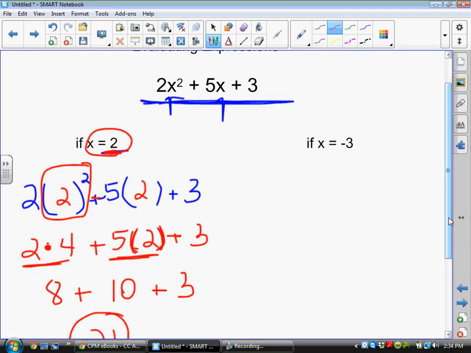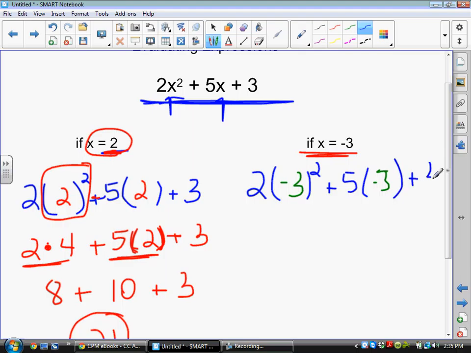So now we're going to look at the other one, if x is worth negative 3 instead. Again, I'm still going to plug in. I'm going to replace the x's with the negative 3. And that was x squared plus 5 times x. X happens to be negative 3. And then plus 3 on the outside. So again, I'm going to do my exponents first.